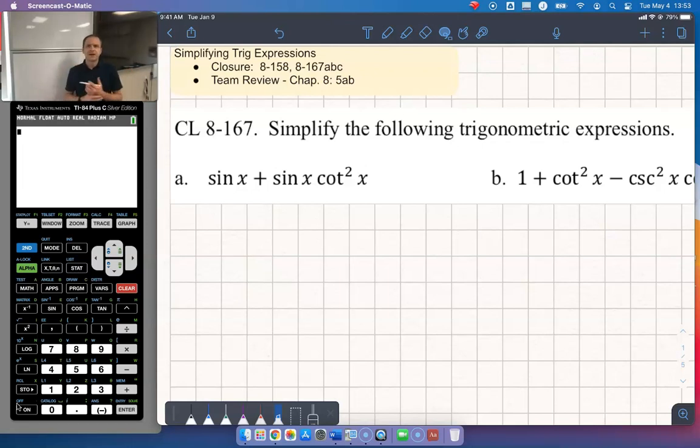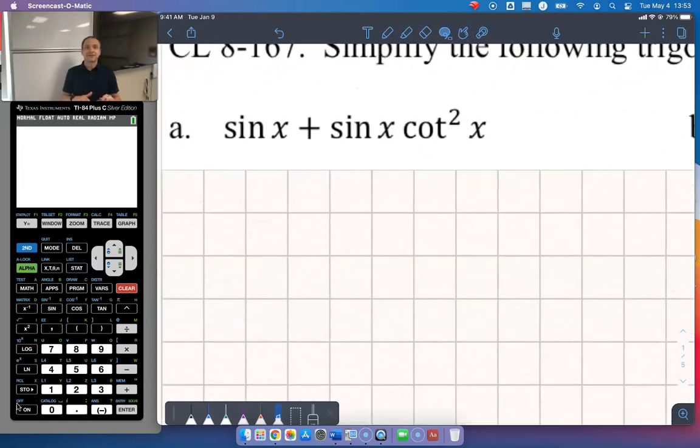Yes, we have those Pythagorean identities, we have the formulas, and we may apply those. But we also have to realize all the other techniques we learned how to simplify before we dealt with trig expressions. And so, in other words, if I'm looking at part A and I have sine of x plus sine of x times cotangent squared of x, I need to find how can I simplify this.